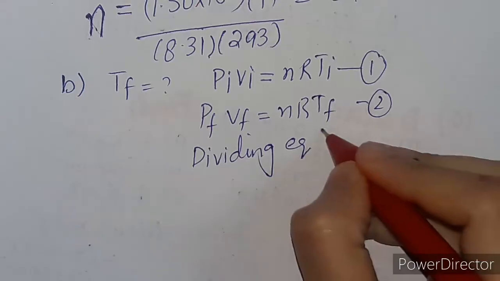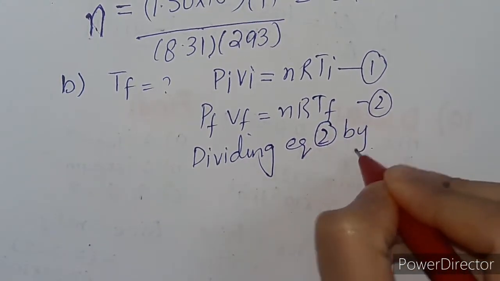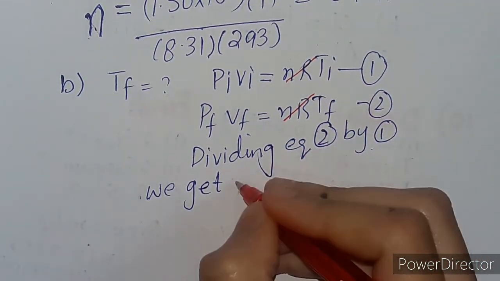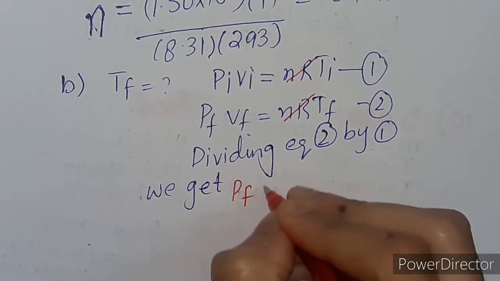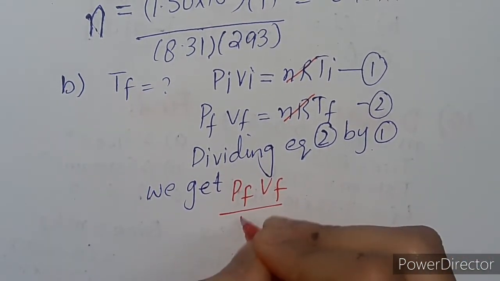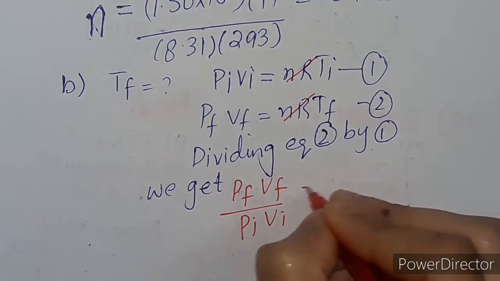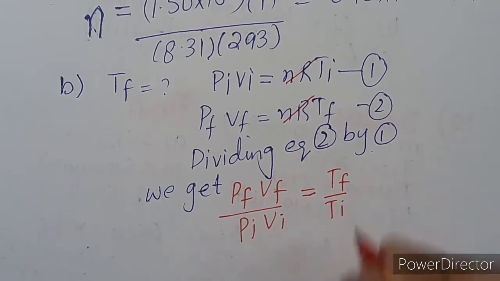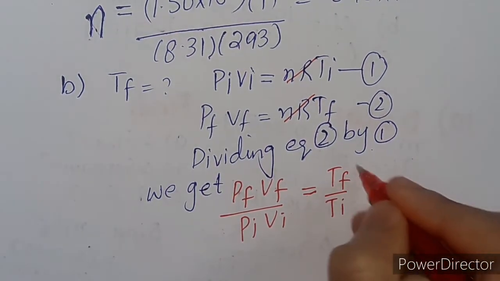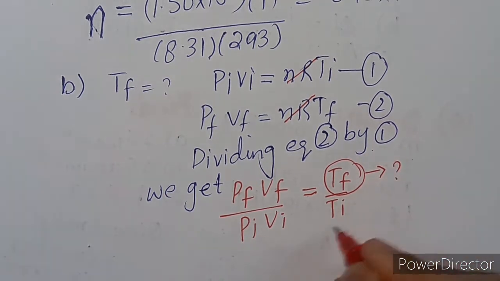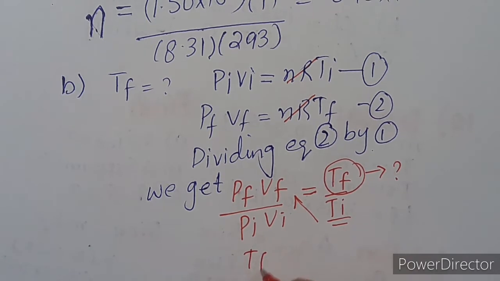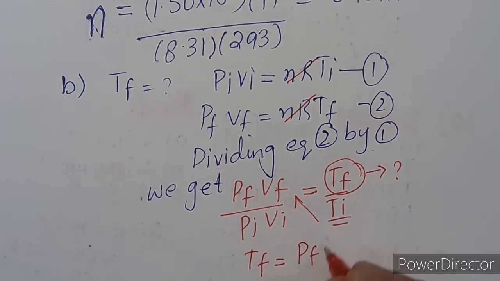Now dividing equation number 2 by 1, these two are cancelled. We get PfVf divided by PiVi is equal to Tf divided by Ti. Now we have to find Tf, so this Ti would multiply with this factor. So we get Tf is equal to PfVf divided by PiVi multiplied by Ti.